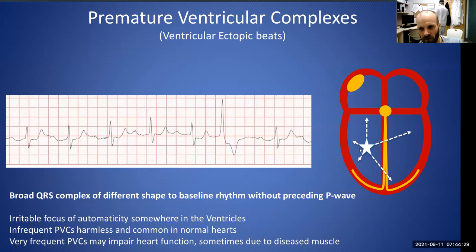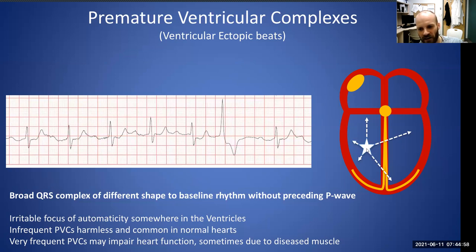Essentially, that means we've got another spot somewhere in the ventricles that's decided it wants to kick in a beat. It wants to act as pacemaker. It kicks it in addition to the beats that are conducting through the AV node in the His-Purkinje system. So you've just got one beat here, which is broad, and it's broad because the electricity is not spreading through the His-Purkinje system. It's spreading out from the ventricles and conducting myocyte to myocyte. So it doesn't conduct as quickly, it conducts more slowly. So this beat is broader.